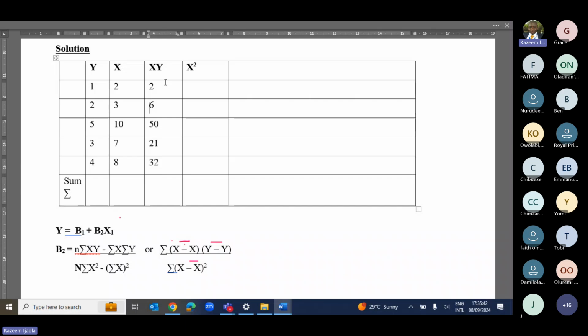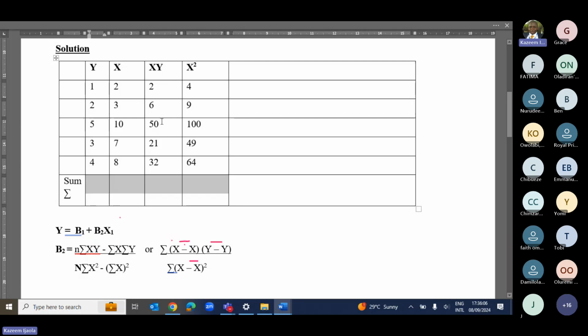Then you now square your x to get x squared. 2 raised to power 2 is 4. Then 3 raised to power 2 is 9. Then 10 raised to power 2 is 100. Then 7 raised to power 2 is 49. Then 8 raised to power 2 is 64. Once you do this, get the total for me, please.